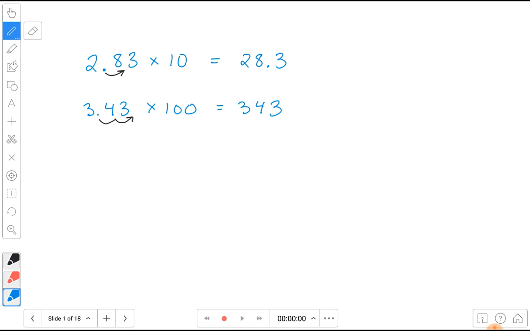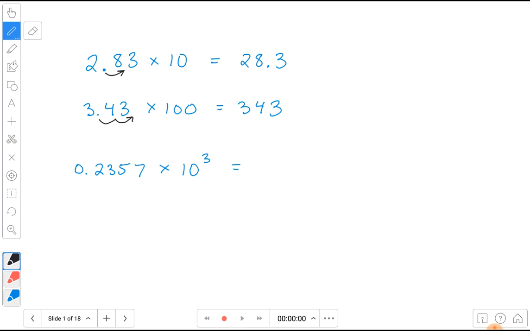Now, it may not be written as 10 or 100. It might be written as a power. Okay, so let's say we have 0.2357, and we're going to multiply that by 10 to the power of 3. Well, 10 to the power of 3 is 1,000, right? It's 10 times itself 3 times, it's 1,000. So there are 3 zeros in this case after the 1.